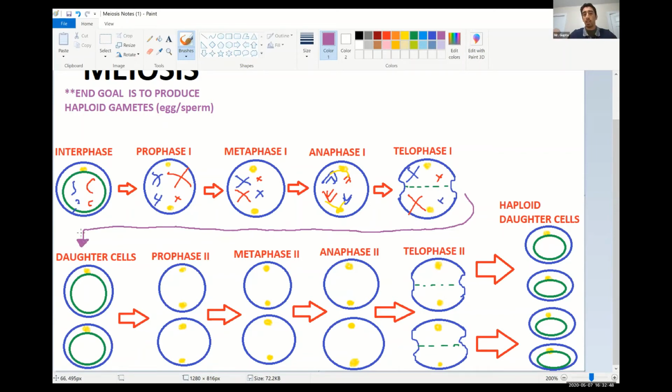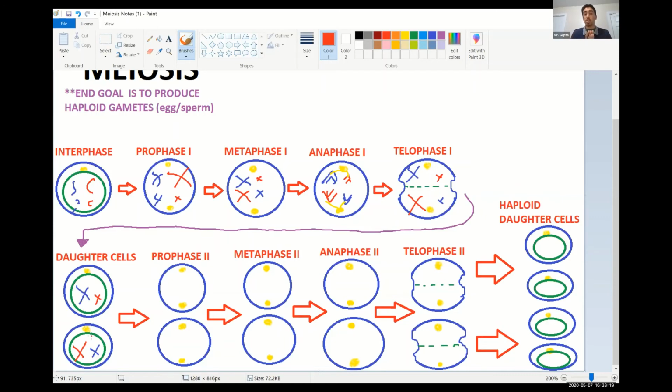So after telophase 1, the daughter cell, let's just say higher up, it had a big blue chromosome and it had a small red one. And same thing, the cell on the bottom, it had a small blue chromosome and a big red chromosome. So it's a small blue and a big red one. So these daughter cells, they're going to enter prophase 2.